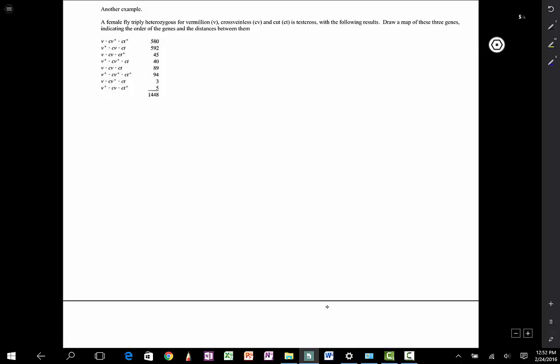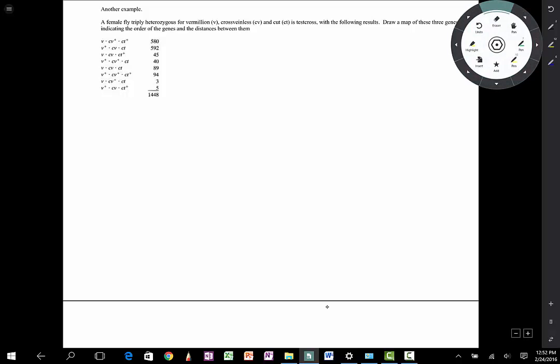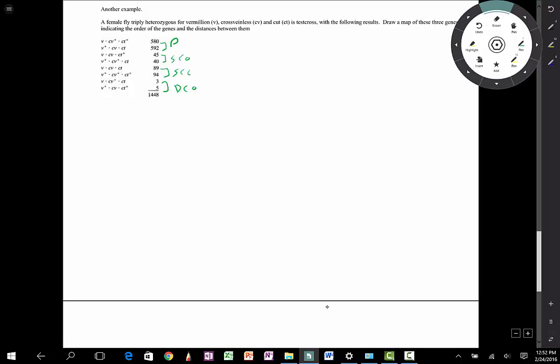All right, so this one wrote all the genotypes down for us, so that's helpful. And it also organized everything for us into the different types. So we know that these are parentals, these are double crossovers, these are single crossovers that go together, these are single crossovers that go together. The only thing that we don't know is which gene is in the middle. We know these are single crossovers, but we don't know what they're single crossovers between. These genes are vermilion, cross veinless, and cut. So let's figure out which one's in the middle.